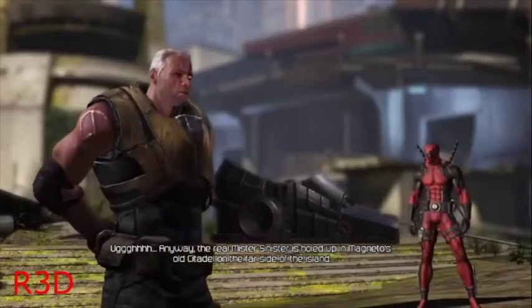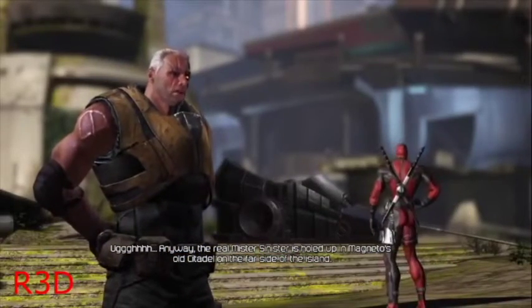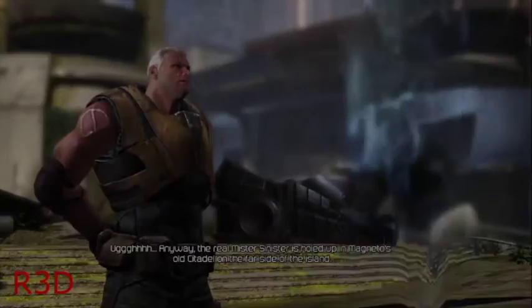Anyway, the real Mr. Sinister is holed up on Magneto's old citadel on the far side of the island.